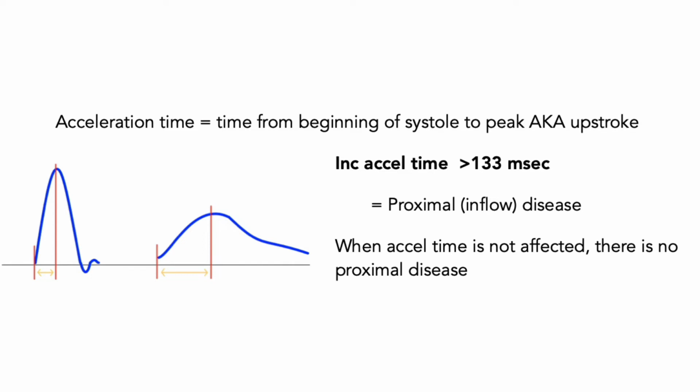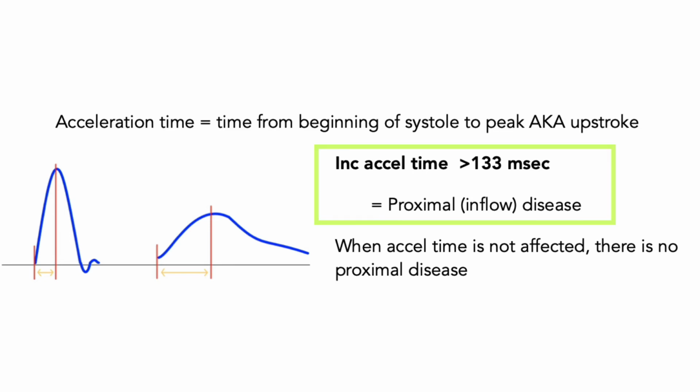We can also say that means the acceleration time is increased. Because when we compare it to a normal waveform here, the upstroke is quick, and so the acceleration time is short. But when our acceleration time is longer, it's delayed, it takes longer to get to the peak, that would be an indication that we are already in the zone of energy losses, which means the disease is proximal to us. We can also say that the disease would be inflow disease because it means where the flow is coming from.